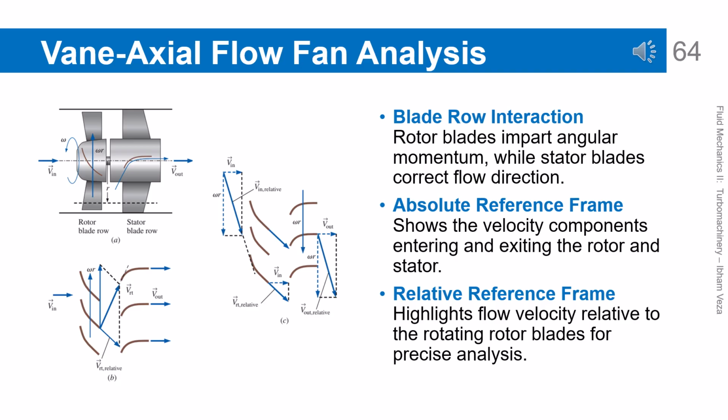Vane axial flow fan analysis. The rotor imparts angular momentum to the flow, while the stator corrects the flow direction. In the absolute reference frame, velocity components before and after the rotor and stator can be analyzed. In the relative reference frame, the focus is on the fluid velocity relative to the rotor blades. This dual approach helps to understand energy transfer and swirl formation. This analysis is very important for designing high-efficiency axial fans.